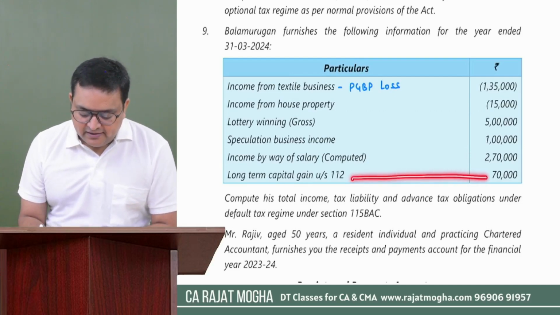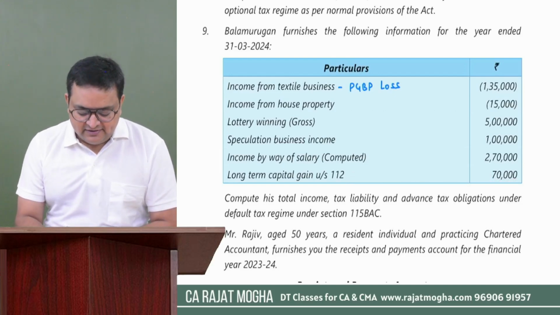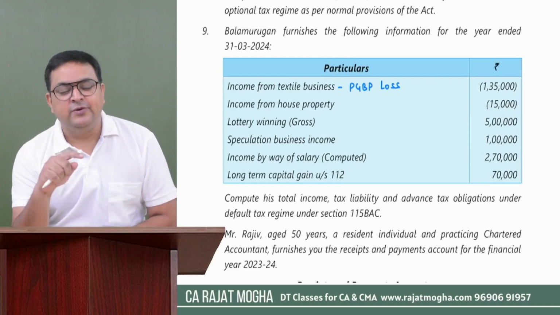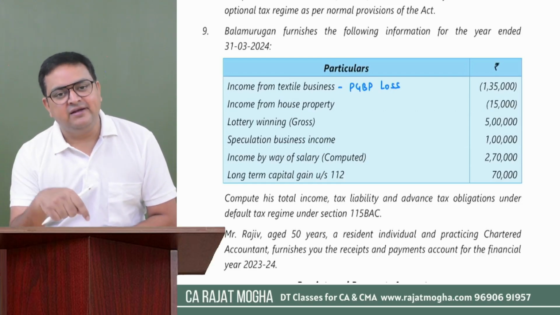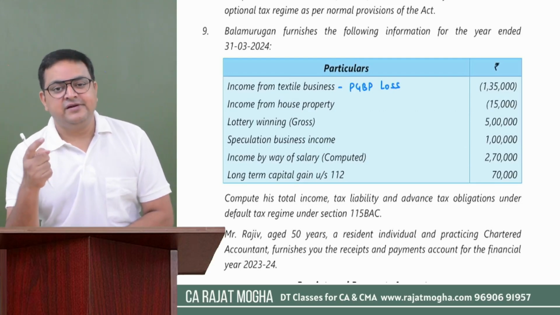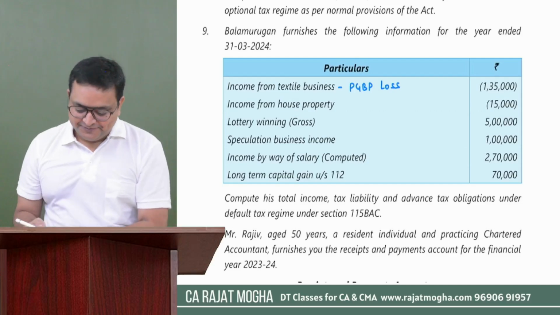Long-term capital gain of 70,000 rupees. It's again a positive amount. And you understand, is it 112A or just 112? 112, because in 112A we have a tax rate of 10%, but here we have a 20% tax rate, and in 112A we have to apply the 10% rate in excess of rupees 1 lakh. I believe that you remember that concept, correct?